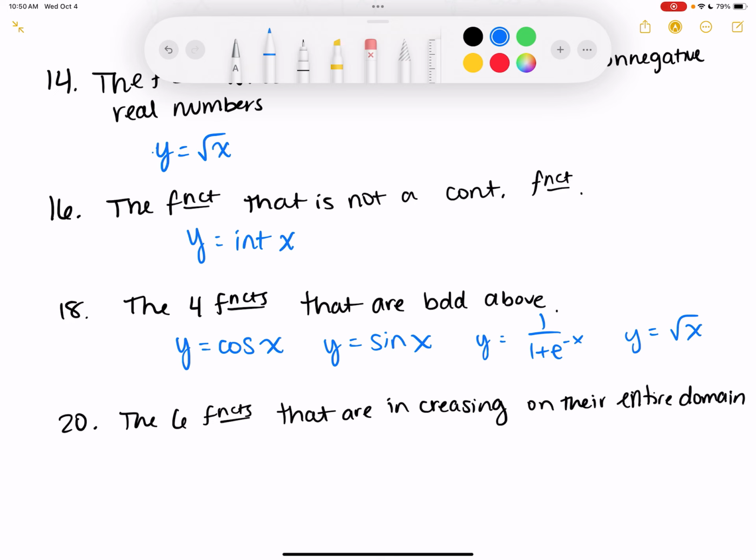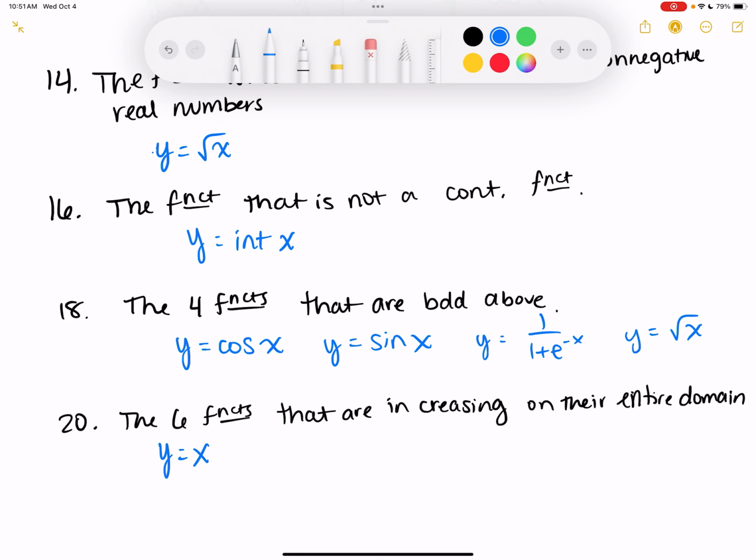Absolute value. So increasing on their entire domain means that they're going to be getting bigger as x gets bigger the whole time. So absolute value would be decreasing from negative infinity to 0 and then increasing from 0 to infinity. So yeah, y equals x. Yep, y equals x, because that starts in the bottom left and works up right.